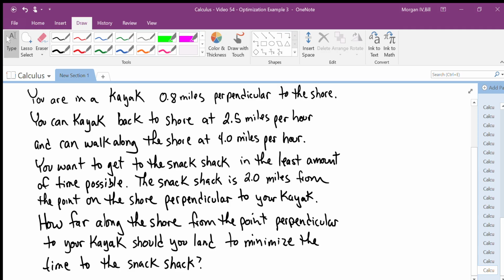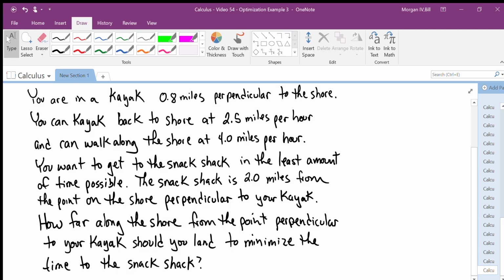Okay, so you're in a kayak, 0.8 miles perpendicular to the shore. You can kayak back to the shore at 2.5 miles per hour. And you can walk along the shore at 4 miles per hour. So in other words, it's faster to walk along the shore than it is to kayak back to the shore. You want to get to the snack shack. So you're hungry, you want to get to the snack shack in the least amount of time possible. The snack shack is 2.0 miles from the point on the shore perpendicular to your kayak.